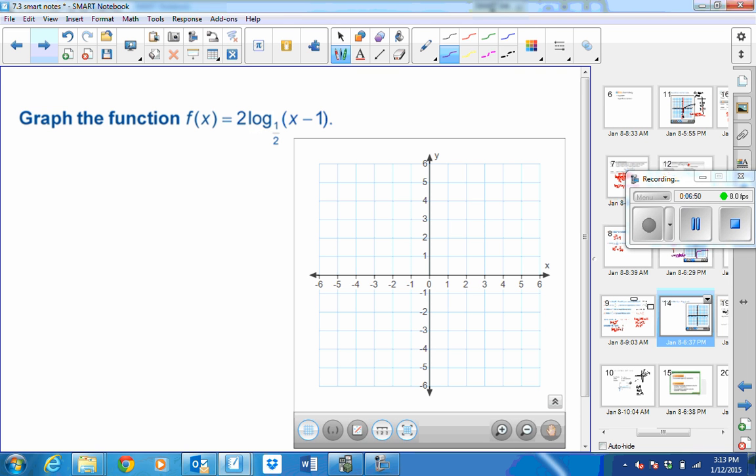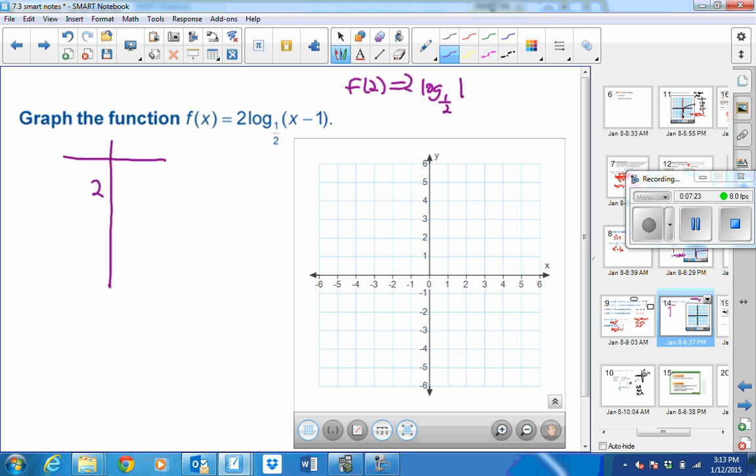So 2 times log base 1/2 to the x minus 1 power. So in this case, let's look at what happens when we make that power equal to 1. And so in order to do that, we're going to have to plug in 2 for x. And so when we plug in x equals 2, we get f of 2 equals 2 log base 1/2 of 1.